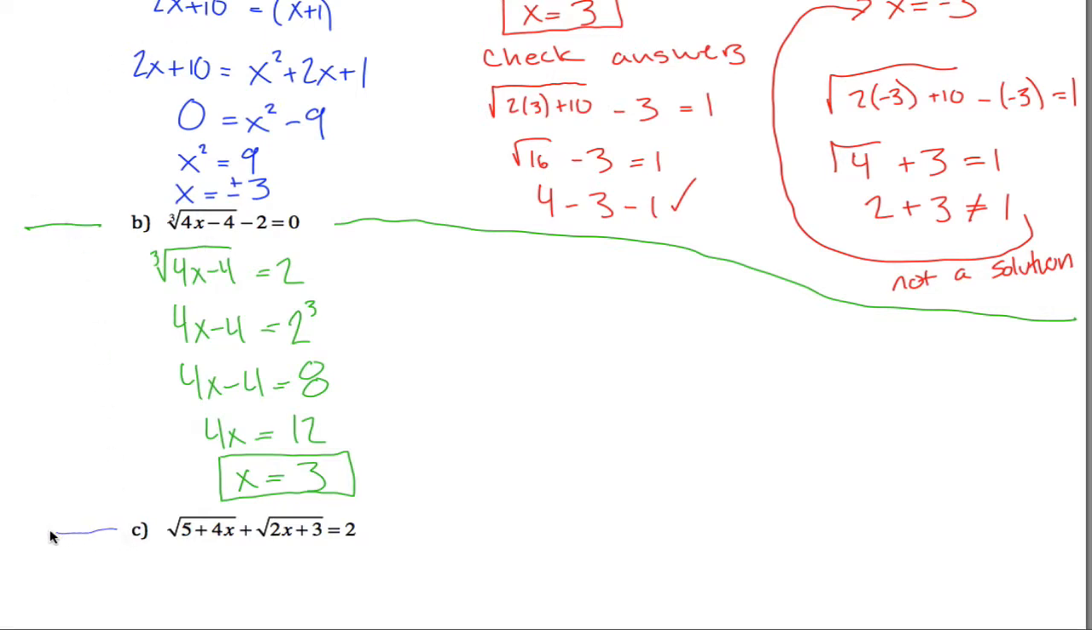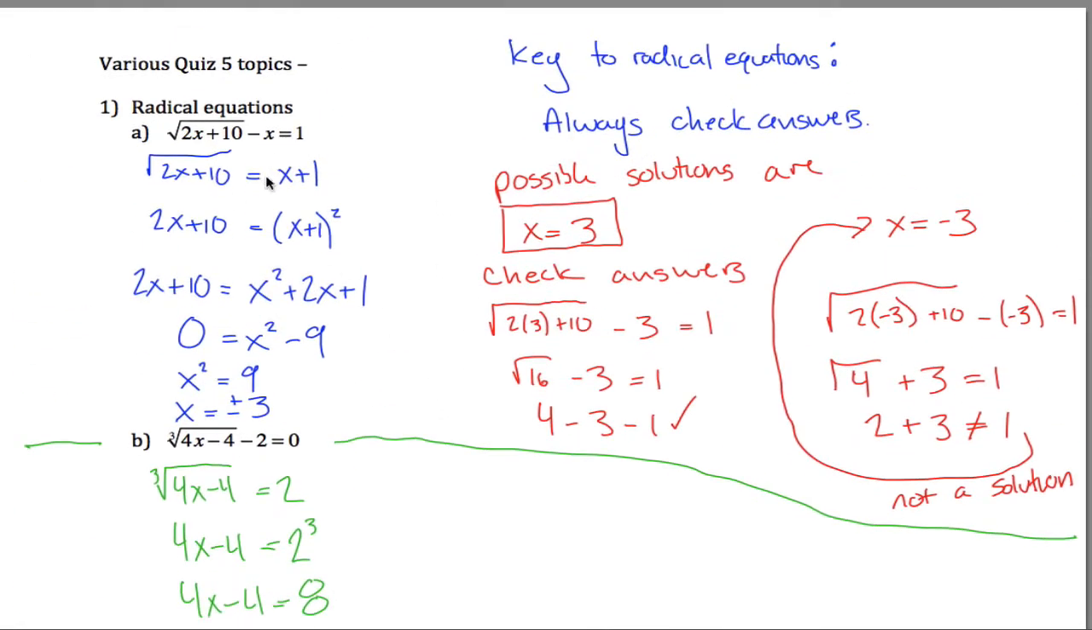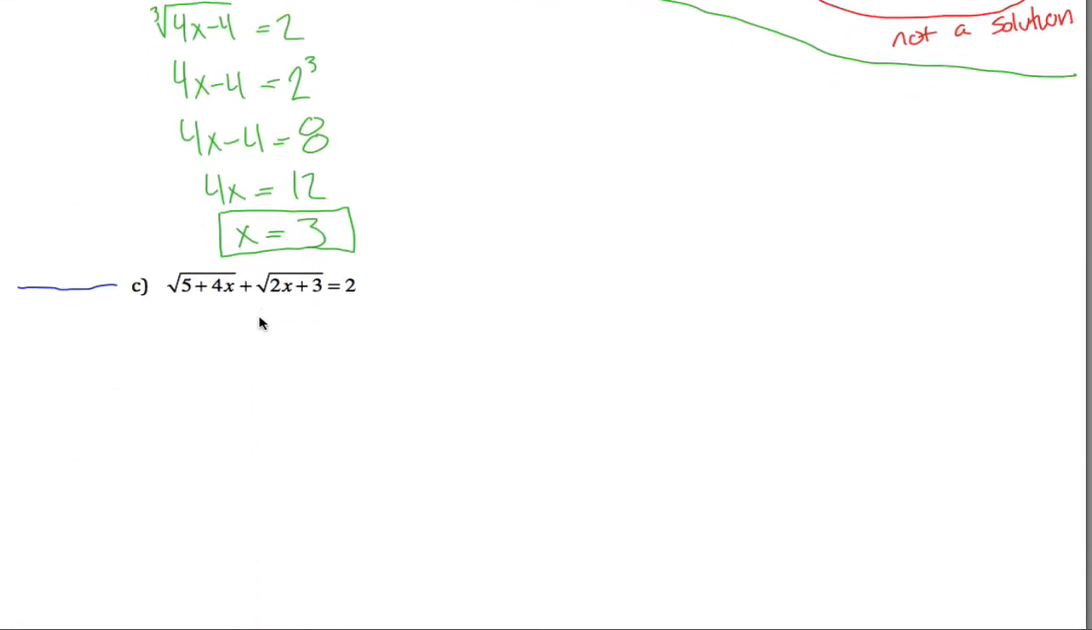All right, C. C is difficult. What makes C so hard is we have 2 different square roots. So the process that we used above to get rid of the square roots we'll have to do, but we'll actually have to do it twice because you can only get rid of one at a time. So what you want to do is to get rid of a square root, you have to isolate it. So I don't know, maybe we'll isolate this one. The square root of 5 plus 4x equals 2 minus the square root of 2x plus 3.